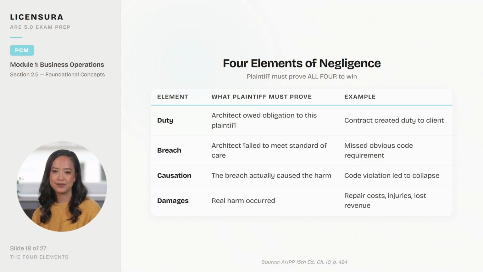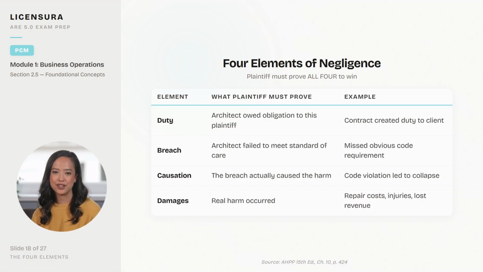Element 4, damages. There has to be real, quantifiable harm. Repair costs, injuries, lost revenue, something concrete. If there's a crack in the wall but no actual damage, it's cosmetic. Nobody's hurt, nothing's leaking. There may be no damages to recover.